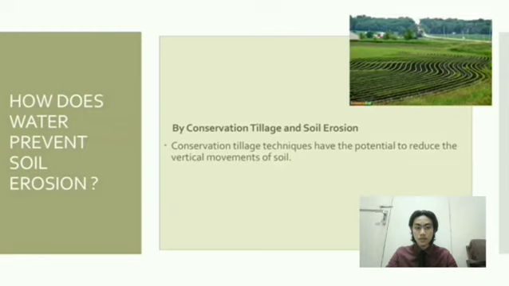The next slide is how does water prevent soil erosion? It is by conservation tillage. The conservation tillage techniques have the potential to reduce the vertical movement of soil, and in this way, more crop residues are left on the soil surface, reducing the exposure to water or wind erosion.